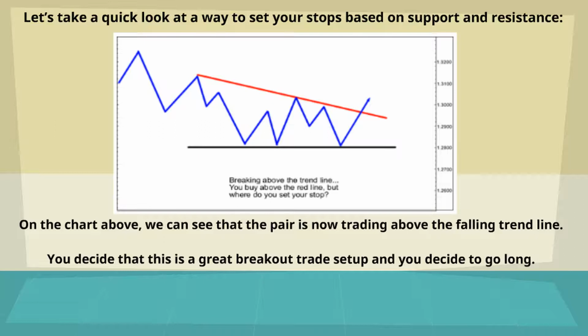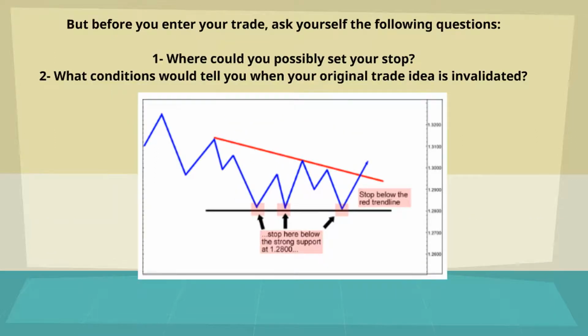Let's take a quick look at a way to set your stops based on support and resistance. On the chart above, we can see that the pair is now trading above the falling trend line. You decide that this is a great breakout trade setup and you decide to go long. But before you enter your trade, ask yourself the following questions. Where could you possibly set your stop? What conditions would tell you when your original trade idea is invalidated?